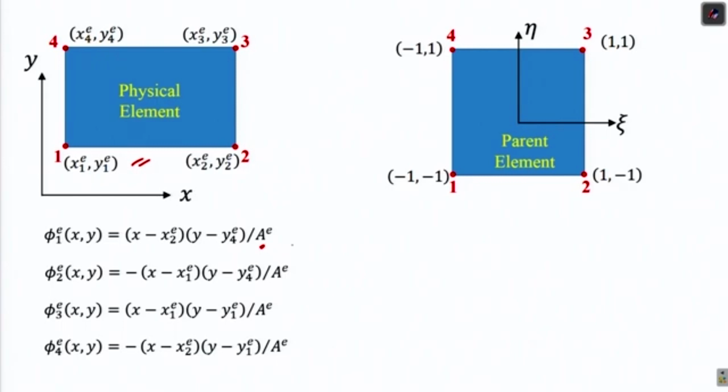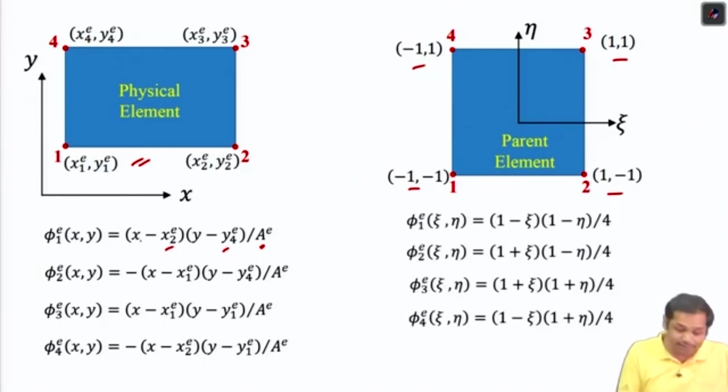These shape functions are written in terms of nodal coordinates. Here we know the nodal coordinates are this. We will substitute these nodal coordinates in this expression and then replace x by xi and y by eta. We will get the shape functions of this element in terms of natural coordinates, and this will be this. So x is replaced by xi, y is replaced by eta, and the area is replaced by 4, because the area of this parent element is 4. So these will be the shape functions.